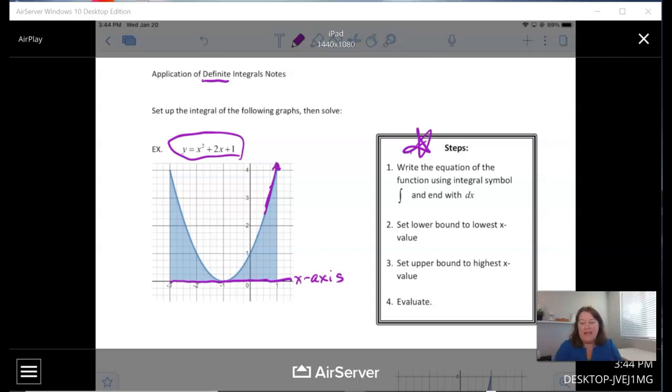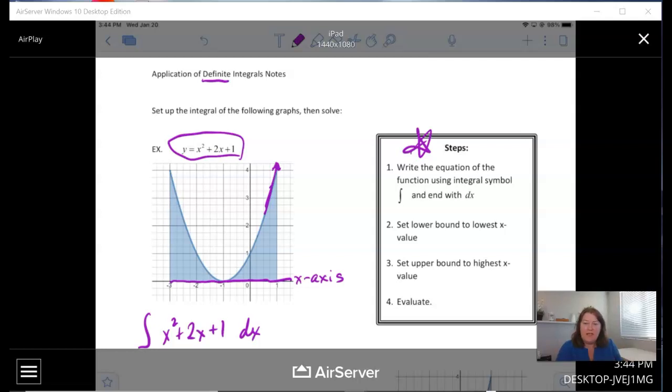So the first thing is that equation that I just circled is going to go into the integration symbol. So we're going to be doing the integration of x squared plus 2x plus 1, and we put a dx at the end of it. It's kind of like the period at the end of our sentence. We're basically saying we're integrating based on x. We don't have any other variable yet, but it's a good practice to get into. Starts with the integral symbol, ends with a dx.